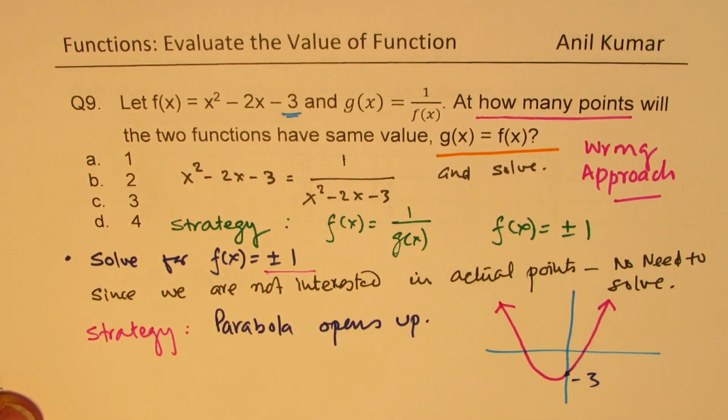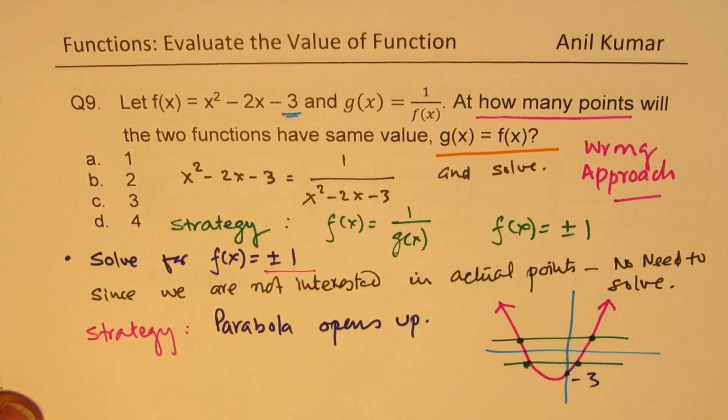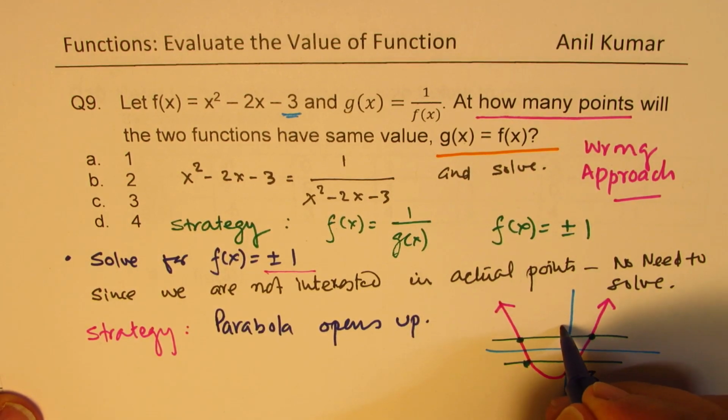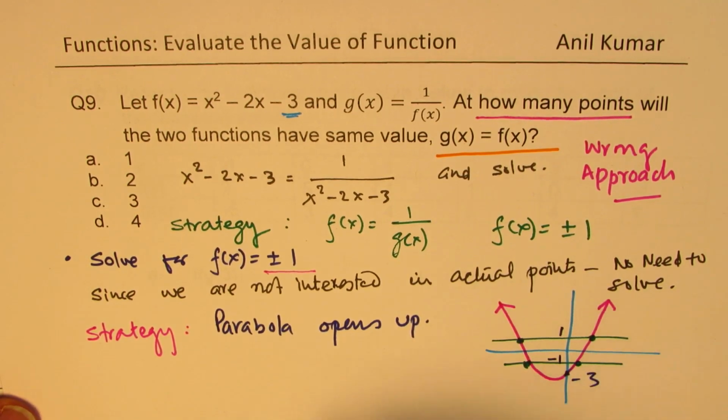And what we are interested in is plus and minus 1. There are 4 values where we have the y value as plus 1 or minus 1. So these are the 4 points. So the answer is 4.